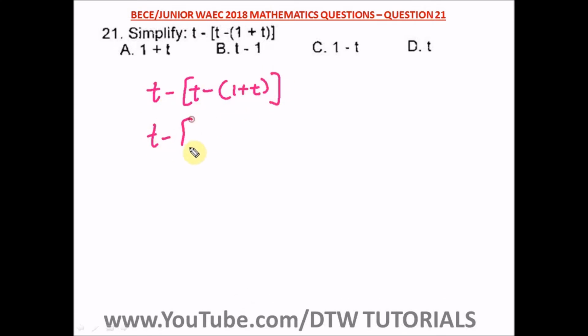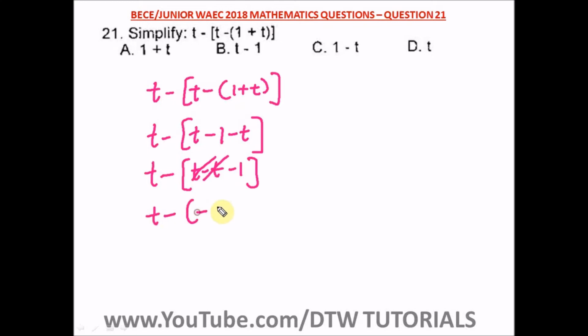So we have t minus bracket t. This negative is affecting everything in this bracket, so we're going to open up. We're going to multiply everything here with this negative sign. So a negative times your 1 here will give us a minus 1, and a negative times a plus t here will give us a minus t. So we have t minus bracket, and here we have a t, then minus 1, and a minus t. So this is simply saying t minus t, minus 1, where t minus t will give us 0. So we are left with t minus bracket minus 1.